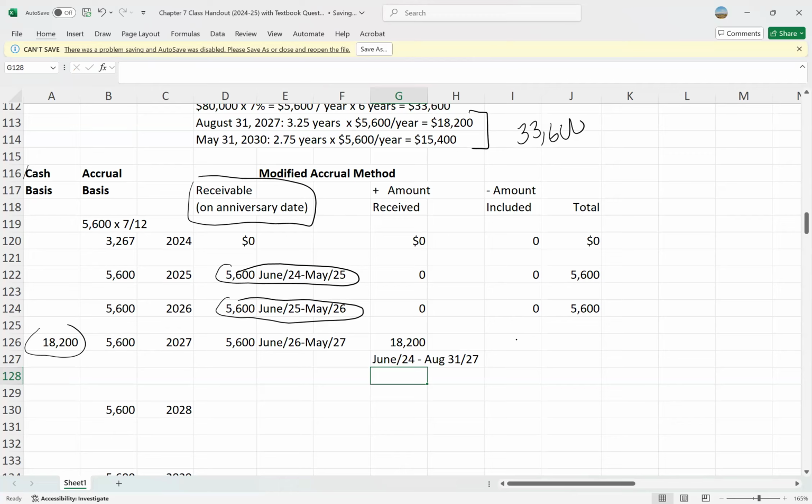Now, if we add the first two, the challenge comes with, what do we subtract here? Now, if you think about it, this 18,200 includes this 5,600, this 5,600, and this 5,600. So we basically have to subtract 3 times 5,600 here. So 5,600 times 3 is 16,800.